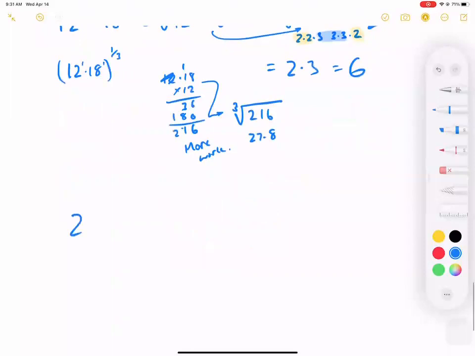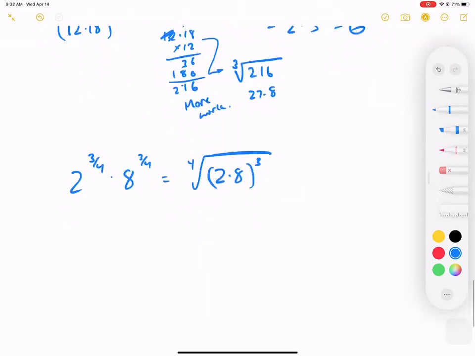If I say 2 to the 3 over 4 times 8 to the 3 over 4, so can I combine these bases? There's a couple ways of doing this. We could have done what we did before. We could say, hey, this is really the fourth root of 2 times 8 to the third exponent. Sure, you could do that. That looks a little confusing. You could do that, right?